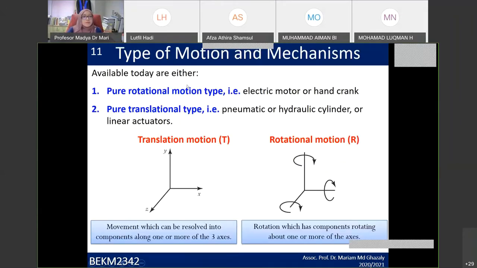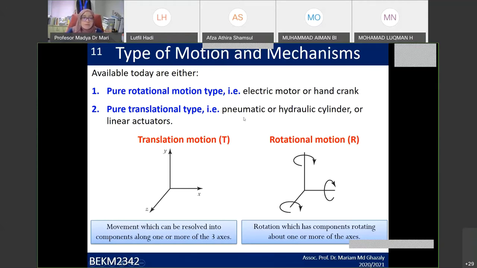Okay, so what you are going to learn today will mostly be on the types of motion. There are two types of motion. The pure rotational type, which is an electrical motor or hand crank. Or the pure translational type, which is a pneumatic or hydraulic cylinder, which we call a linear actuator, linear motion. Rotation, all students understand, rotates with respect to a shaft. Pure translational, or we call it pure linear motion.